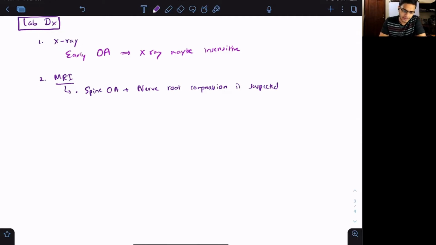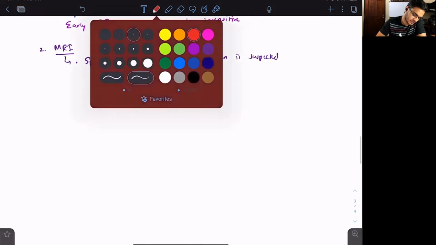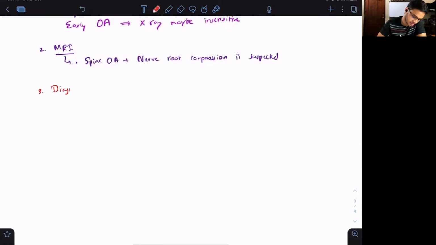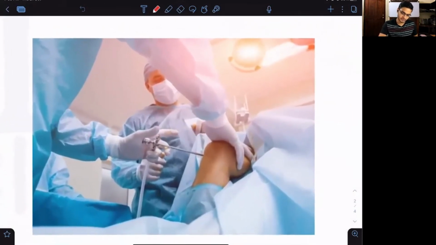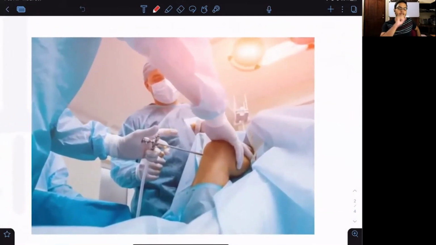Okay, right. The next thing is, guys, the third one, diagnostic arthroscopy. What is this diagnostic arthroscopy? I've put a picture right here. Basically, guys, what are we doing? We are inserting a small fiber optic camera all the way into the joint space. We have to make a small incision. This is a minimally invasive procedure. You can send this fiber optic camera all the way into the joint space and look at everything, right?